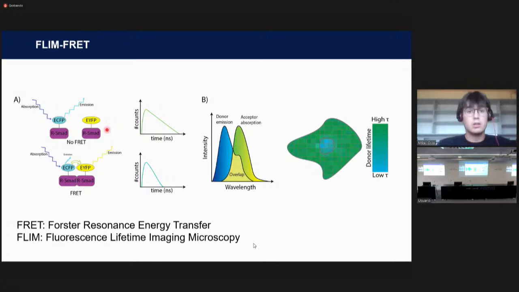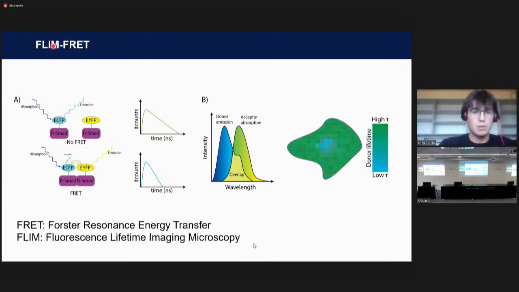So if the proteins are not close to each other, we excite the donor at a certain wavelength and it will emit in a shifted wavelength due to the energy loss by this vibrational relaxation that we have seen. However, if the acceptor is at less than 10 nanometers, there will be a non-radiative energy transfer from the donor to the acceptor, which in turn will emit a photon at its corresponding wavelength. So we will have signal in the emission spectrum of the acceptor, revealing the proximity, so revealing the interaction between these proteins of interest. The principle behind this technique is that the emission spectrum of the donor fluorophore overlaps with the excitation spectrum of the acceptor fluorophore.